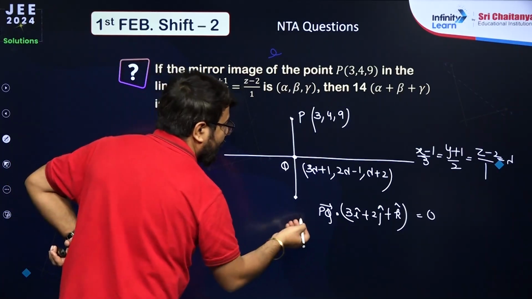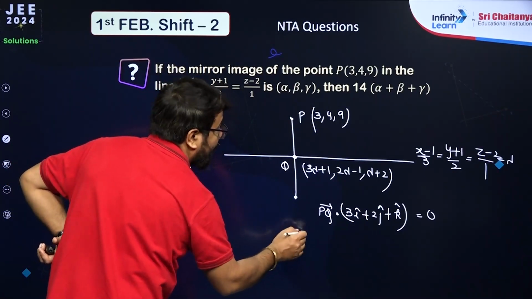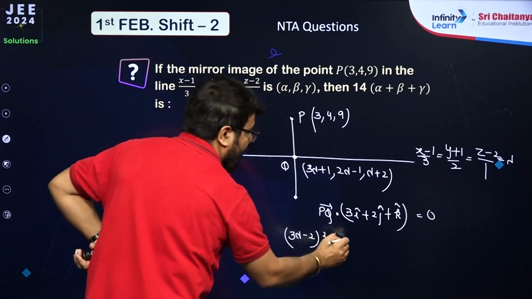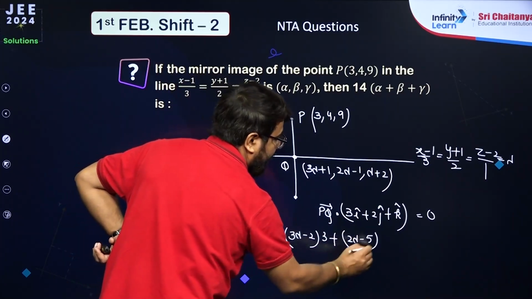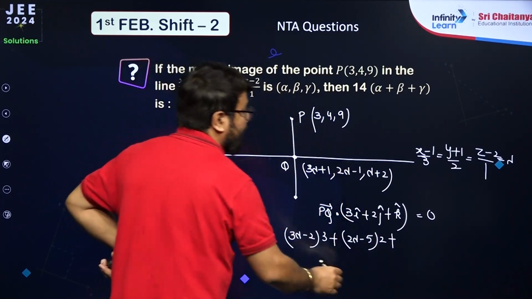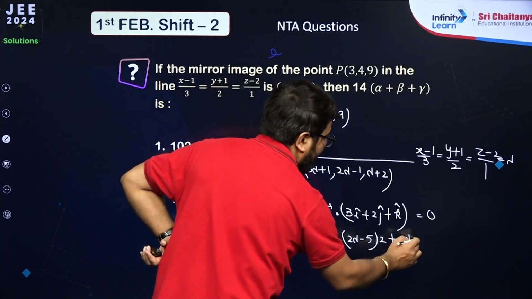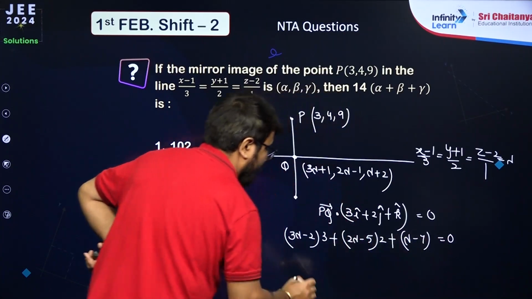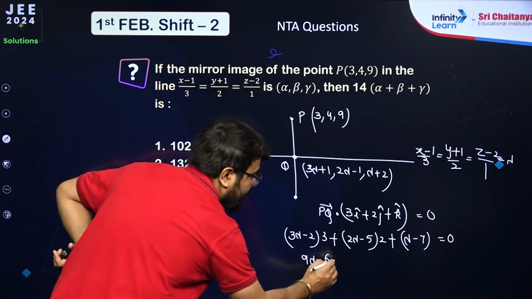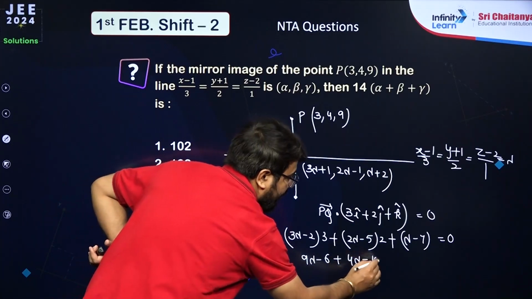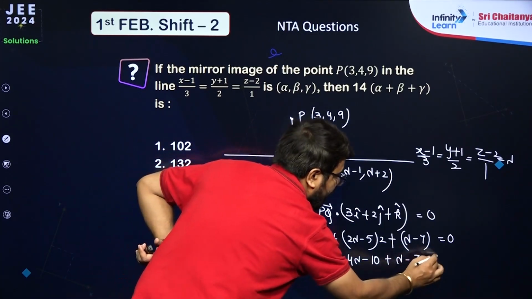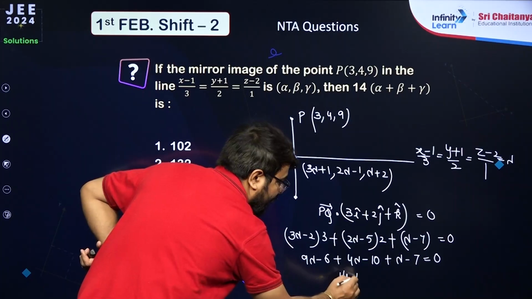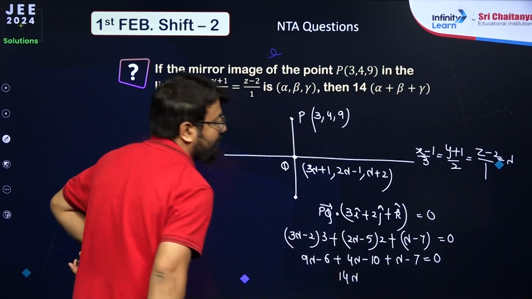So my dear students, how to write the PQ vector? It will be 3 lambda minus 2 into 3 plus 2 lambda minus 1 minus 4. So it will be 2 lambda minus 5 into 2 plus lambda plus 2 minus 9. So it will be lambda minus 7 into 1. And that will make the result 0. So here we have 9 lambda minus 6. Then we have 4 lambda minus 10. And then we have lambda minus 7 is equal to 0. So 9 lambda and 4 lambda, 13, 13 plus 1, it will be 14 lambda. Minus 16 and it is minus 7.